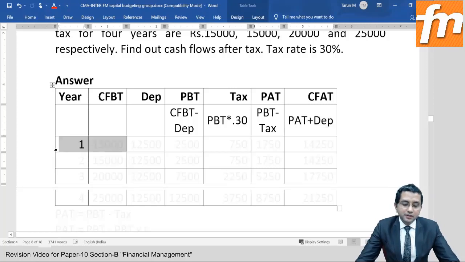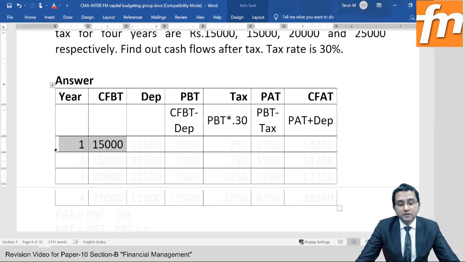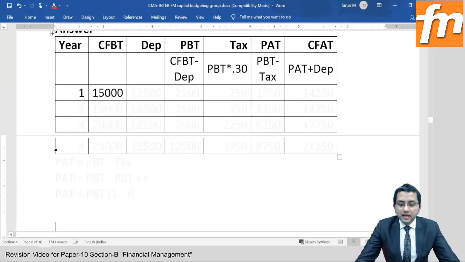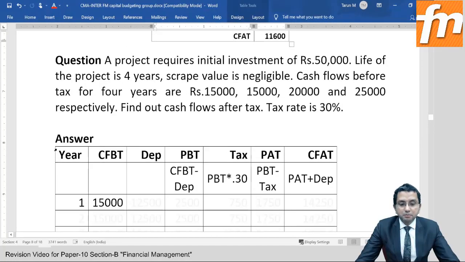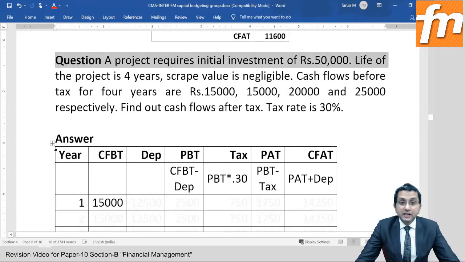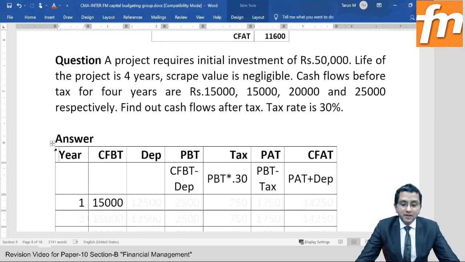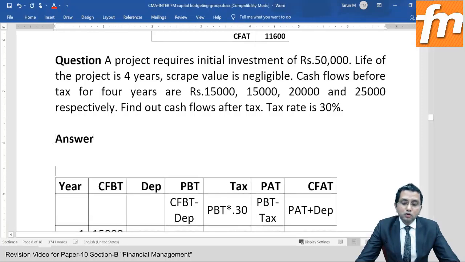So, in the first year, CFBT given as 15,000. Now, let's calculate depreciation. That's simple, isn't it? 50,000. Question is silent about method of depreciation. So, I'll assume straight line method of depreciation.